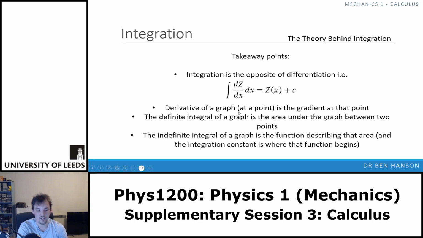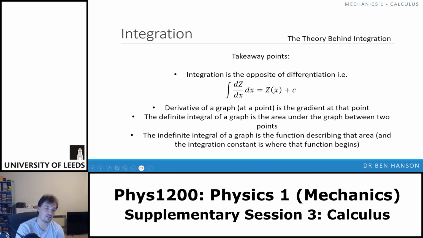So the derivative of a graph at a point is the gradient at that point. The definite integral of a graph is the area under the graph between 2 points. The indefinite integral of a graph is the function describing that area, and the integration constant is where that function starts. Importantly, the integral of a derivative with respect to a variable, integrating it with respect to that same variable, gives you back the same function plus some constant.